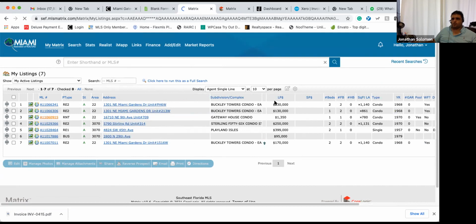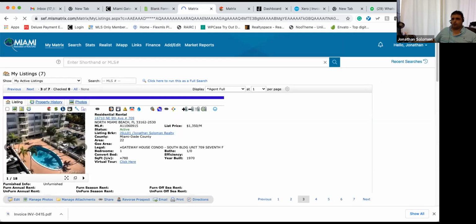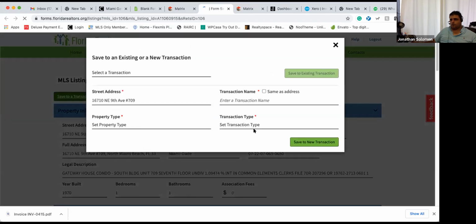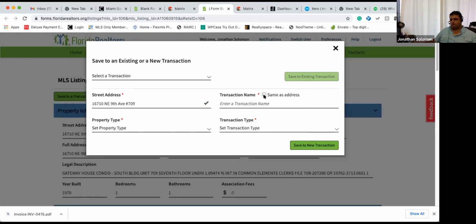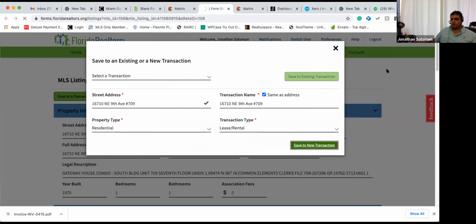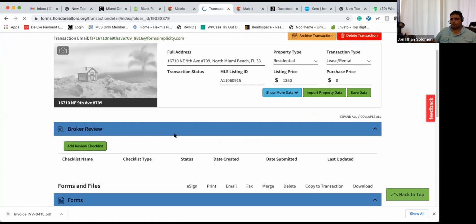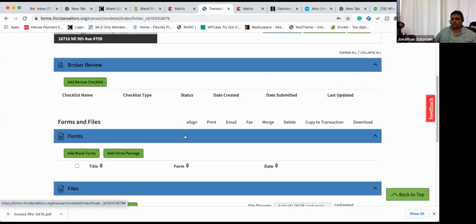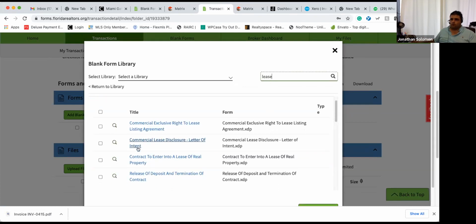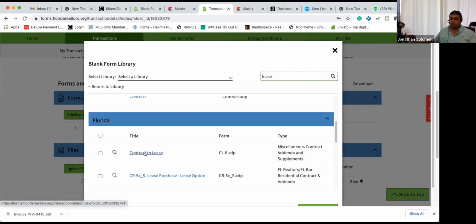Going to take one of our residential rental listings and I'm going to create a transaction for it on Form Simplicity so we can go over all the requirements. So I'm just going to create a transaction really quick. The residential lease, and I hope everyone can see the screen. Okay, so we created a transaction for this one, and the first document that we're gonna go over, the first document that we're gonna use when it comes to residential rental, residential lease, would be a contract to lease.